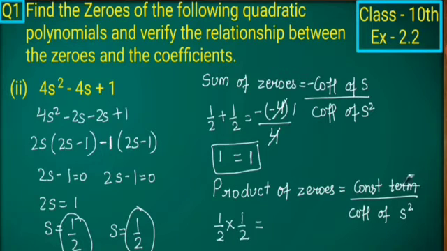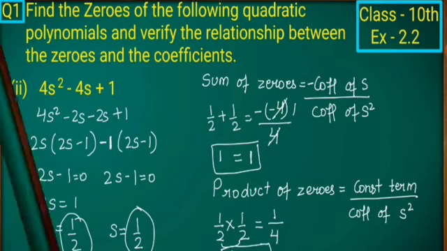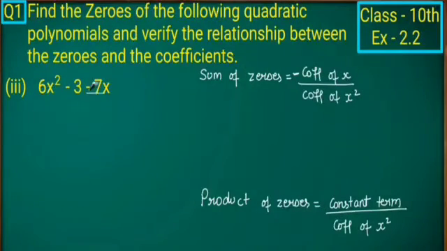Now we have to verify the product of zeros. In this we have to multiply half by half, and the constant term is 1, and the coefficient of s square is 4. Half multiplied by half, we will get 1 upon 4 is equal to 1 upon 4. Now move to the next question. 6x square minus 3 minus 7x. This is not a standard form to write the equation, so we have to write the equation in that form. This is the standard form to write the quadratic equation.